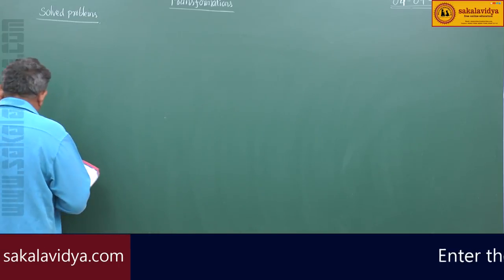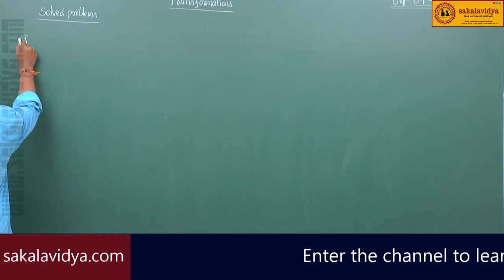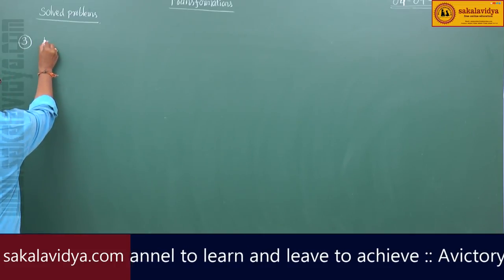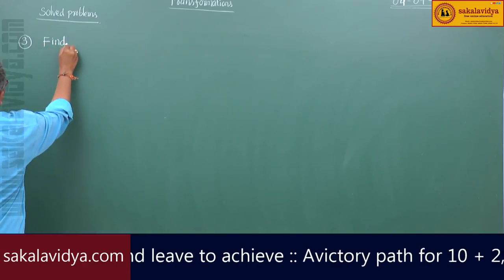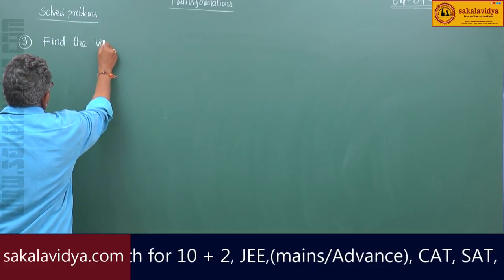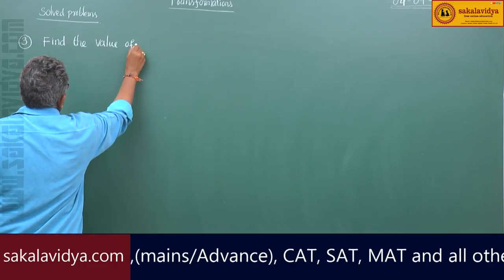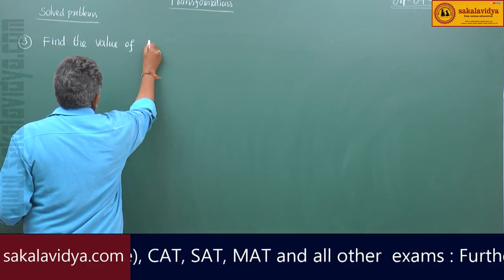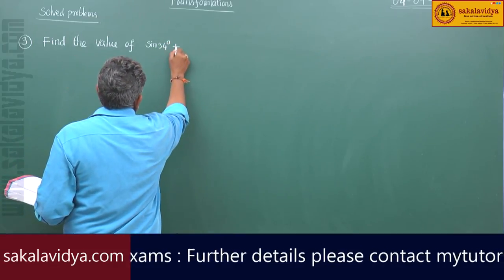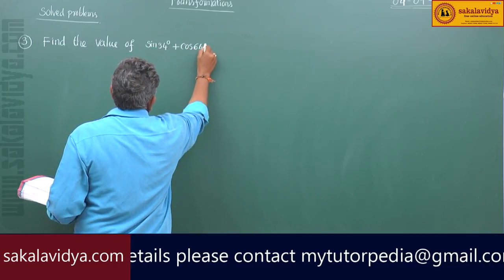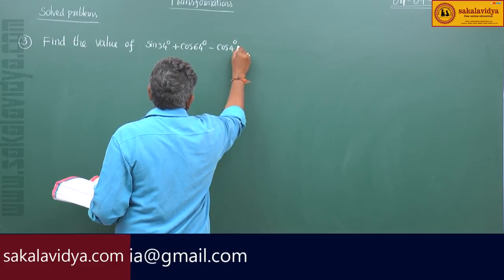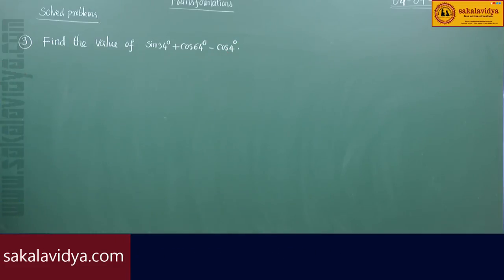Third problem. Find the value of sin 34 degrees plus cos 64 degrees minus cos 4 degrees. Okay, let us find out.